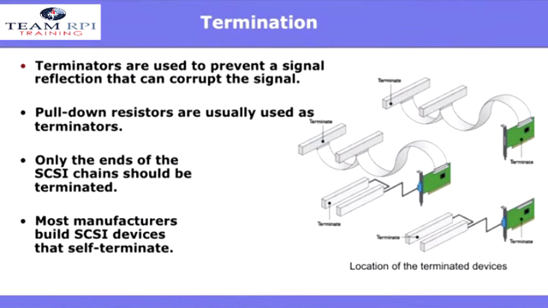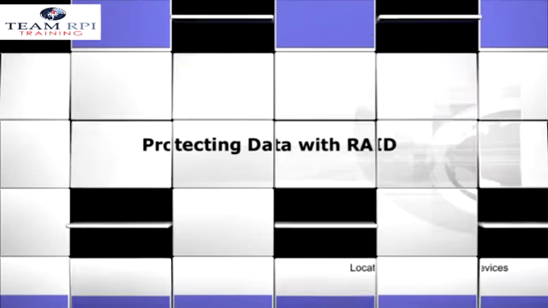So at the end of your SCSI chain, you need to be sure to terminate. Termination is used to prevent a signal reflection that can corrupt the overall signal. However, most of today's manufacturers build SCSI devices that will self-terminate.